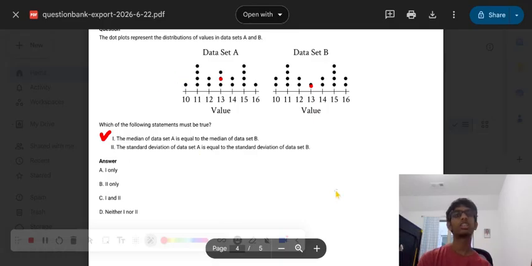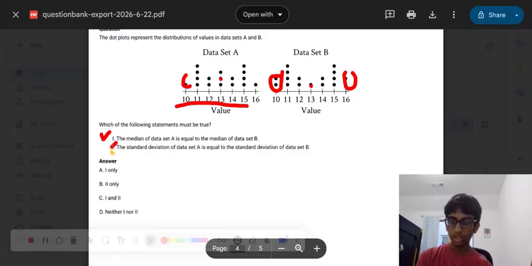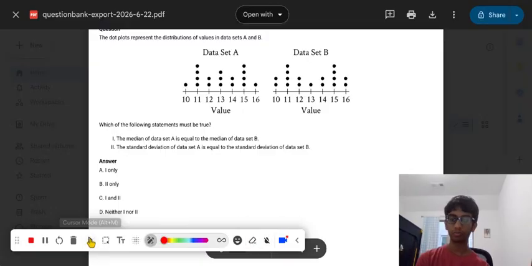Okay, the standard deviation is how spread out it is. You might say, the range is still the same, right? It's still 10 to 16. There is a difference, however. Here we see that there's only one value for 10 and one value for 16. However, here you can see we have two values of 10 and two values of 16. That means that statistically, dataset B is actually a bit more spread out and has a higher standard deviation than set A. So this would be an X. So our answer is A, which is 1 only. Okay, moving on to the next problem.